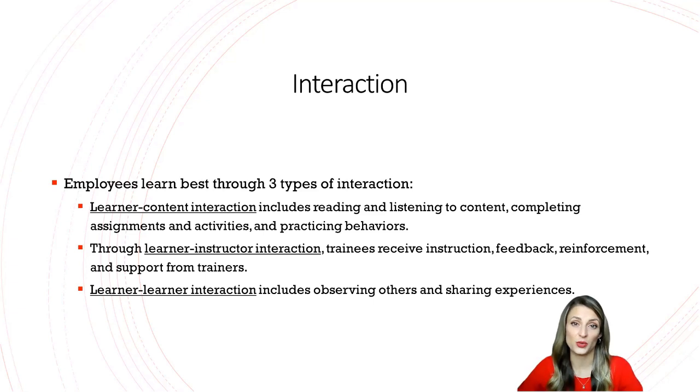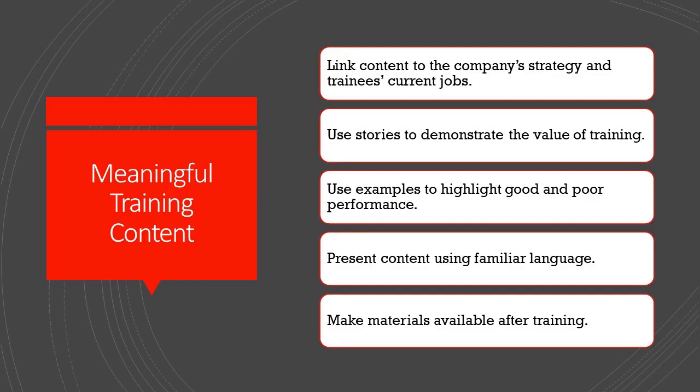By encouraging these three types of interactions, we can increase the likelihood that trainees learn and that they transfer that learning to the job. One of the themes of both learning and transfer theories is that meaningful content is essential. Content tends to be more meaningful when it's linked to trainees' current jobs and to the organization's business strategy. And when trainers tell stories about the success of previous trainees, about the positive outcomes they experienced after using what they learned on the job.